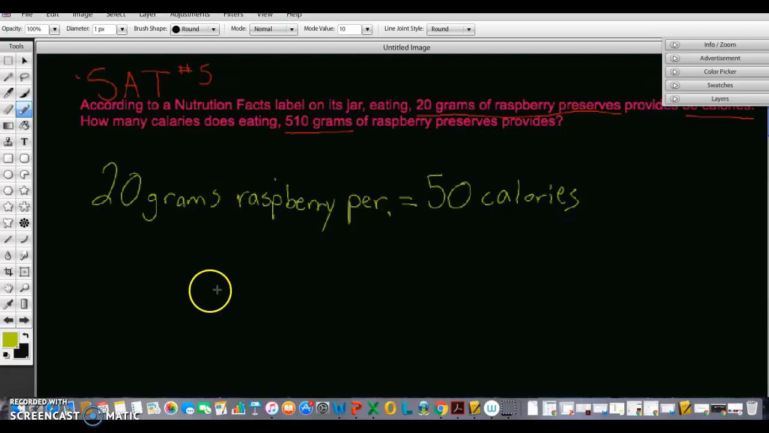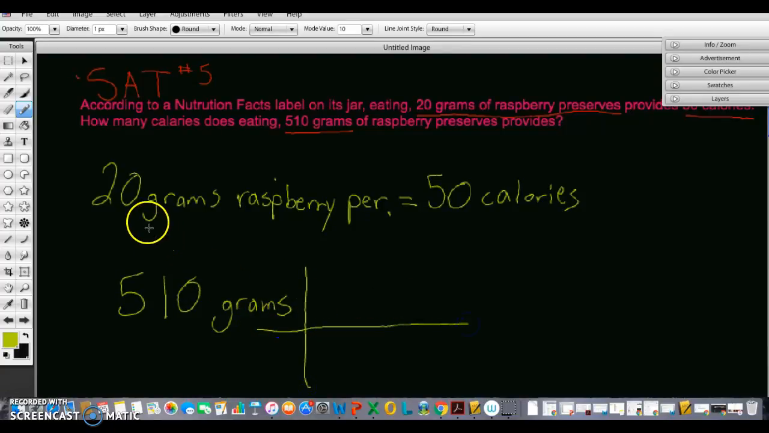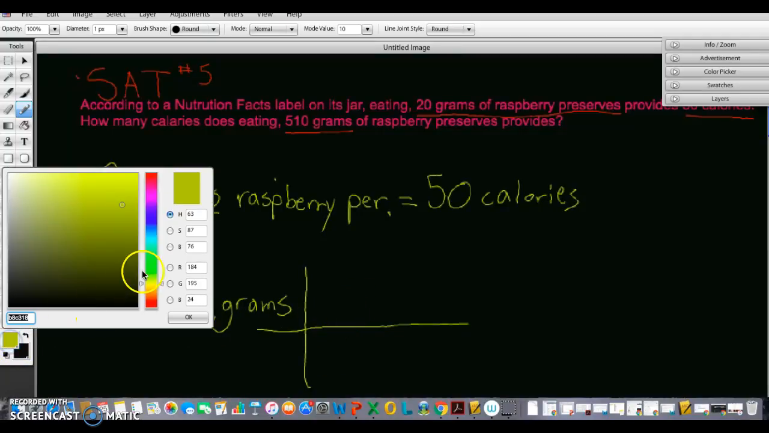And so you're going to take your 510 grams and you're going to create a T chart. So this is grams and the other one is calories. So you're going to put the number that has the same unit as this one here diagonally across from it, which is the bottom of the T, and then you put the number with the different unit at the top of the T.